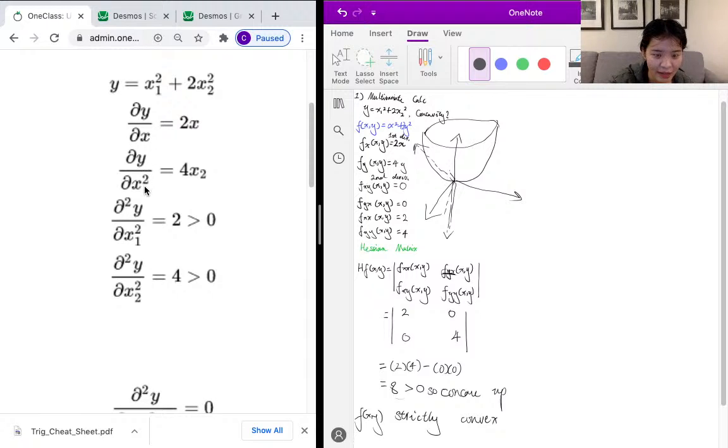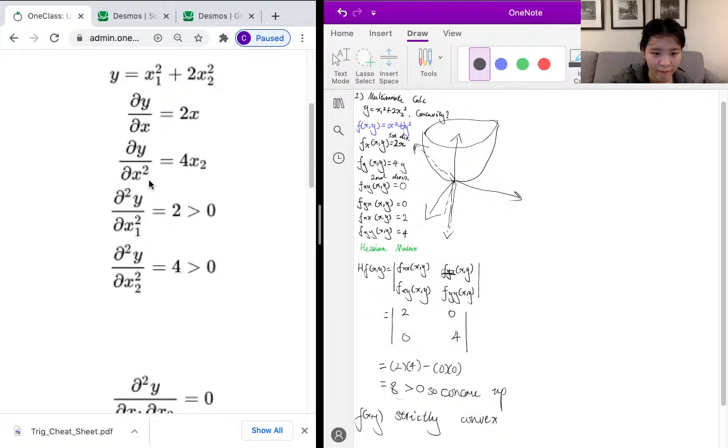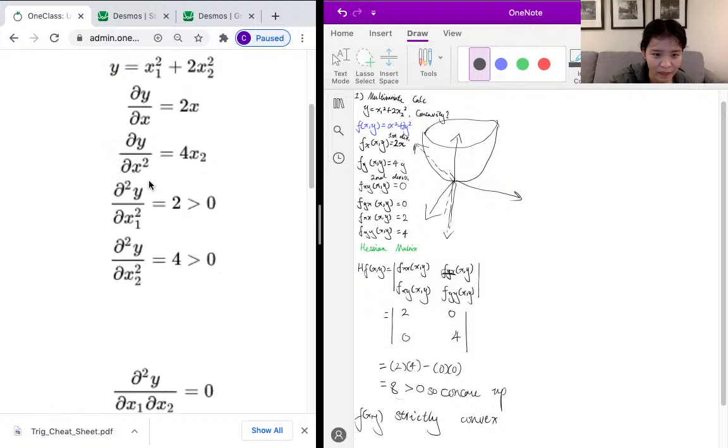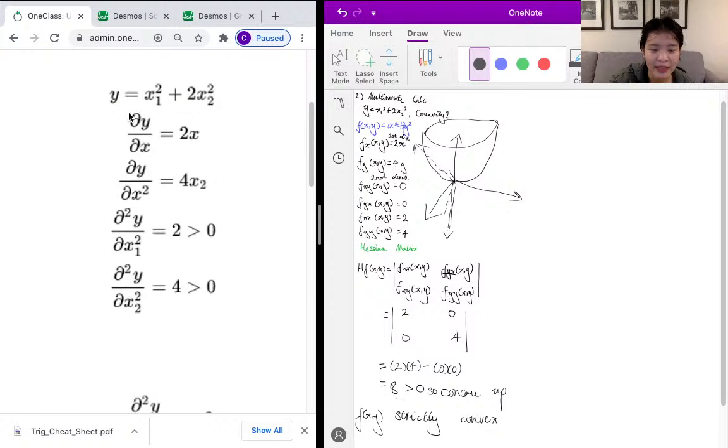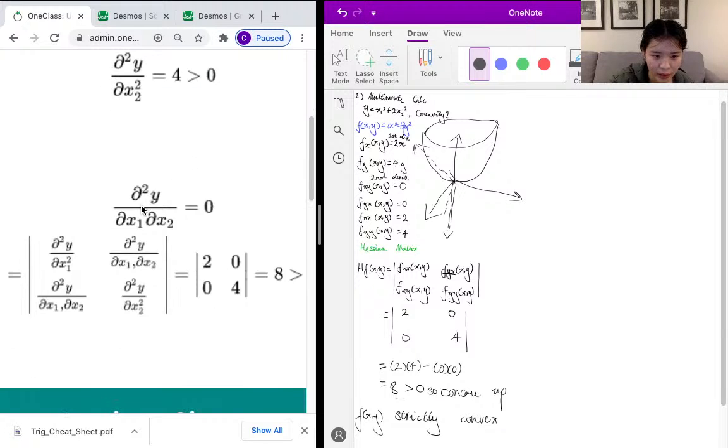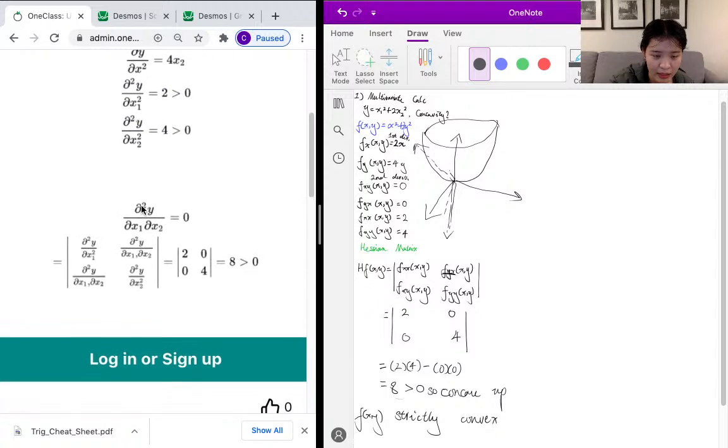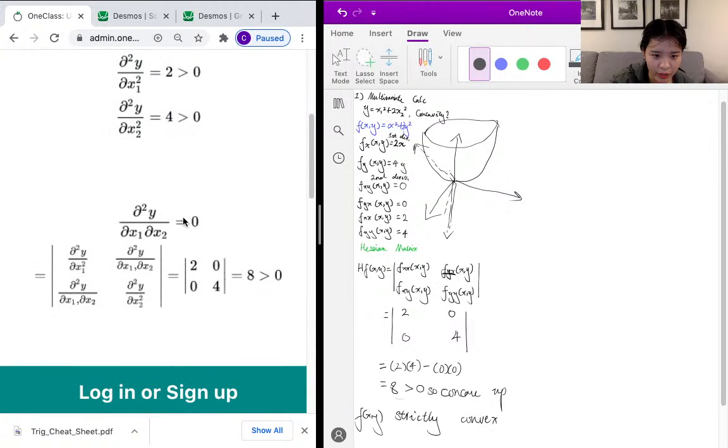And they forgot, and they wrote the 2. They're supposed to write their 2 on the bottom instead of on the top. And this is just another way to write the first derivative with respect to x. And this just doesn't make sense at all, because the 2 is supposed to be at the bottom. Okay, and I'm not sure why they said that, oh, okay, I see.